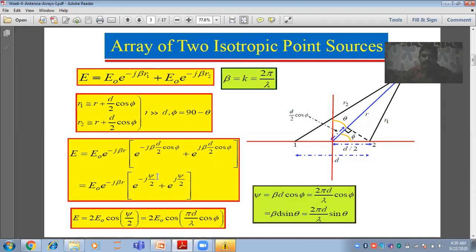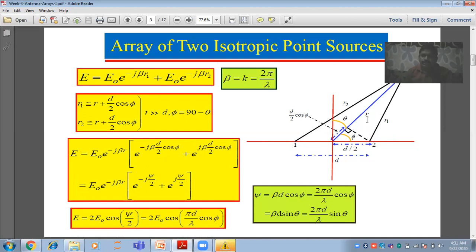So that psi is written here. Here the psi is nothing but beta d cos phi. So why is there a phase difference between these two antenna radiations when observed at the observation point? It is because this radiation is propagating over some distance, and this radiation is propagating over some other distance. But these two distances, this R1 distance and R2 distance, are different. There is some path length difference between these two distances.